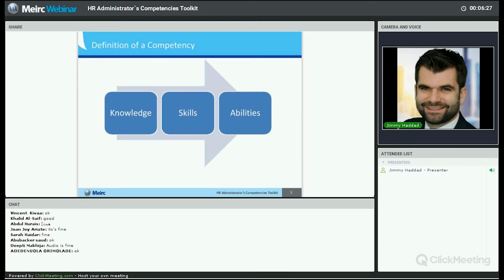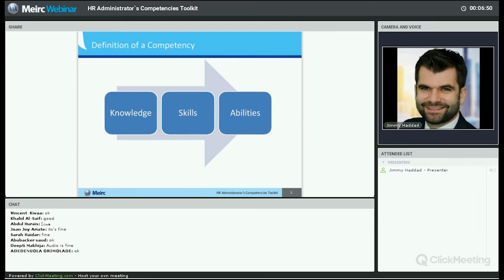Now, the reason why I wanted to start with a definition is because often HR professionals would confuse these three things together. And often we only focus on the knowledge or the know-how of any particular HR function, process, or procedure.